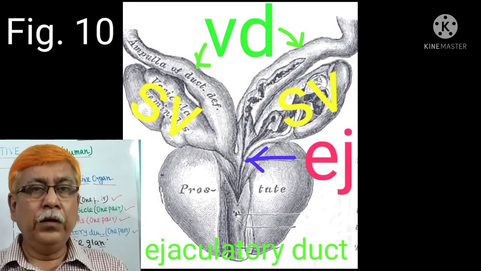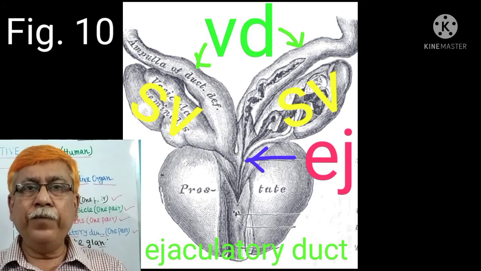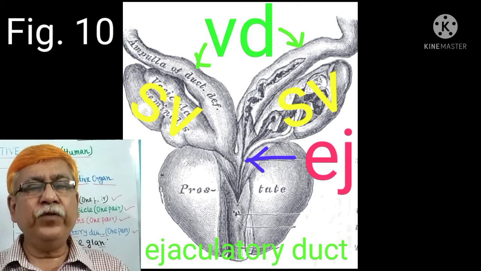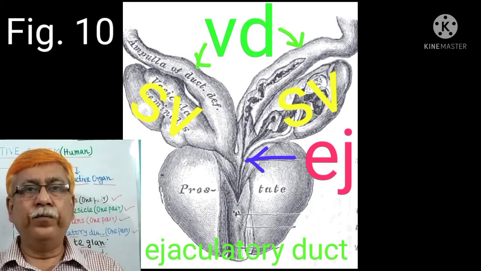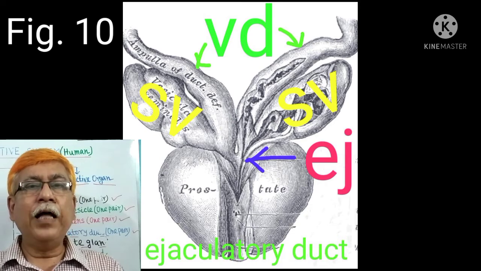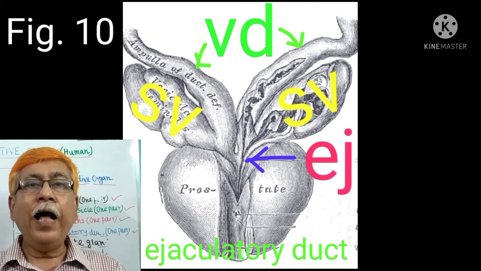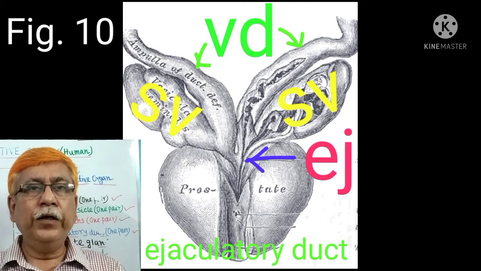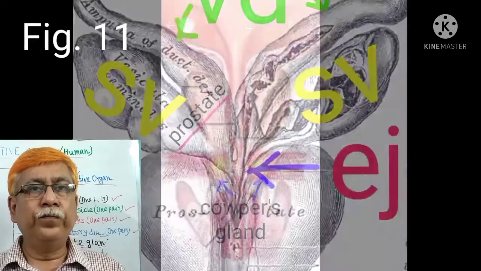Ejaculatory duct. It is a fine duct through which each seminal vesicle opens into the urethra. This duct is formed by the union of the seminal vesicle and the end part of the vas deferens. Function: sperms along with semen are discharged into the urethra during intercourse.